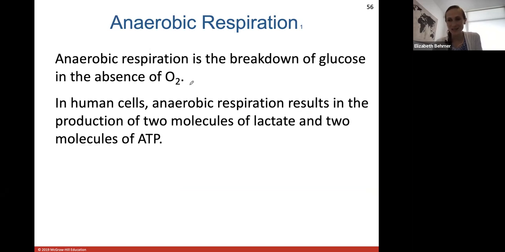Anaerobic respiration, again, is breaking down glucose without oxygen. And again, this happens in glycolysis. It results in the production of 2 molecules of lactate and 2 molecules of ATP. And if this continues to go on, the lactate can turn into lactic acid, and that can build up in our muscles. So in the absence of oxygen, if our muscles are doing a lot of weightlifting or running and they run out of oxygen to work, they'll build up this lactic acid, and that's what causes the burning that we feel in our muscles.